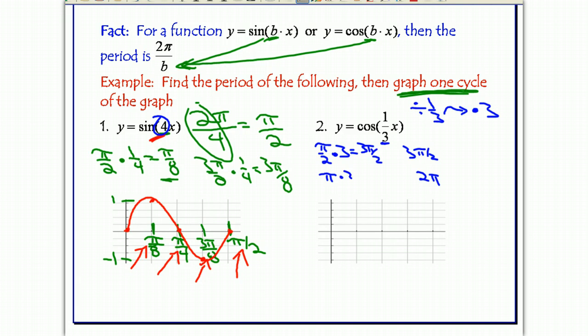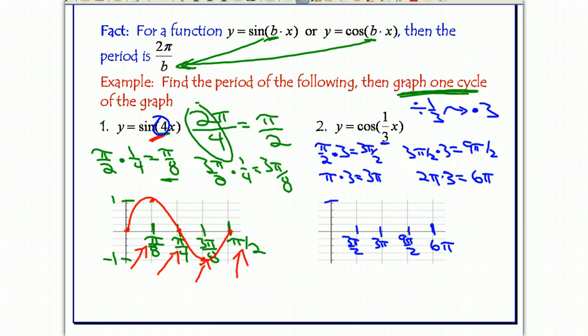So I get 3 pi halves. I get 3 pi. Oh my goodness. 9 pi halves. And take this times 3. And it looks like 6 pi. So when I label this graph, it's going 1/3 as fast. I'm not going to get this in 2 pi. It's going to take me 6 pi to get this graph. And down here is my 3 pi halves, and my 3 pi, and my 9 pi halves.